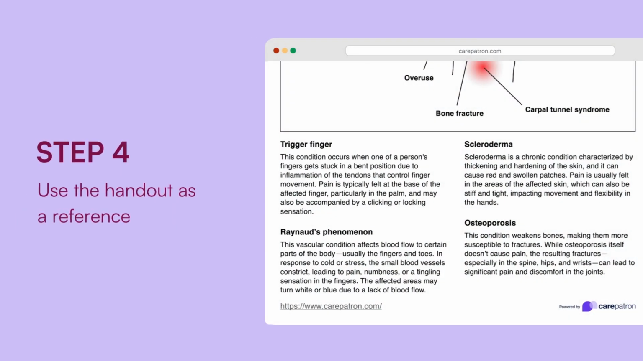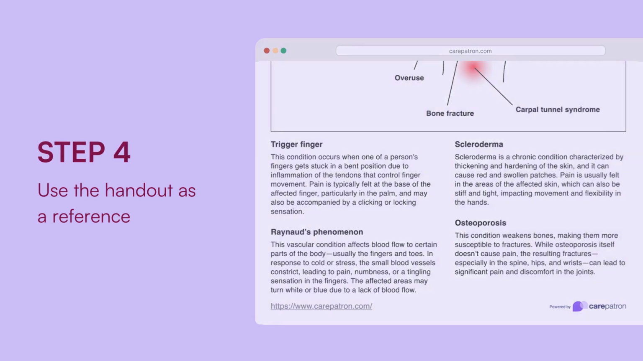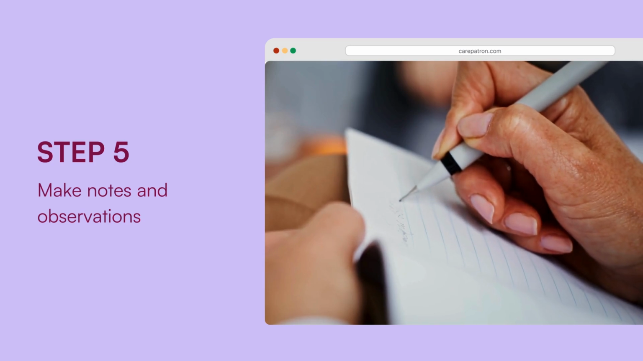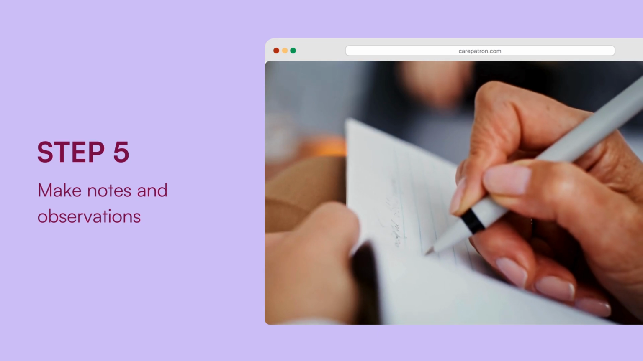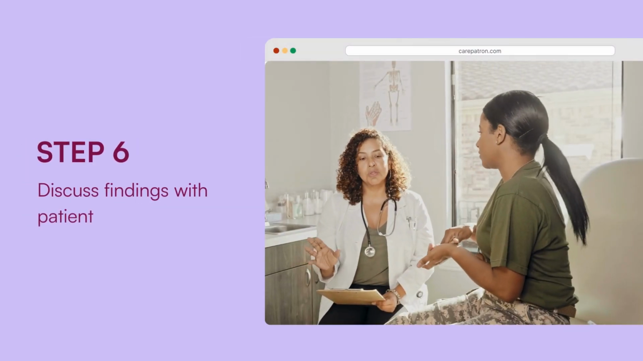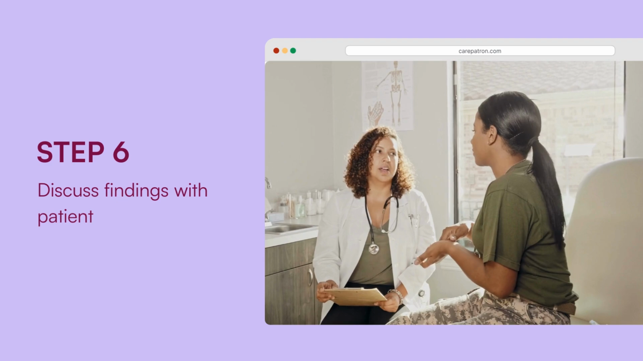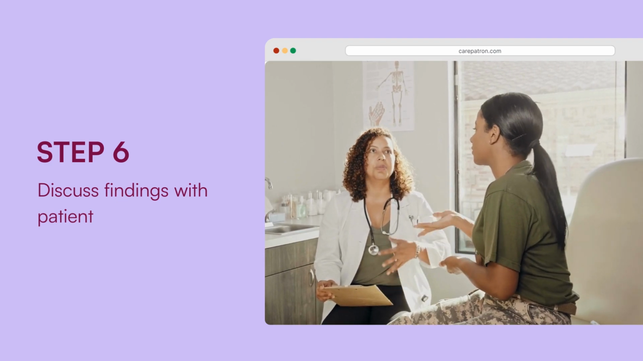Instruct your patient to indicate the specific areas on their hand where they are experiencing pain or discomfort. Use the hand pain diagram as a reference to help identify these regions and potential causes. While using the hand pain diagram, make notes and observations about the location and severity of the patient's pain in your clinical documentation. Share your findings from using the hand pain diagram with your patient. This will help them better understand their condition and how it may be treated.